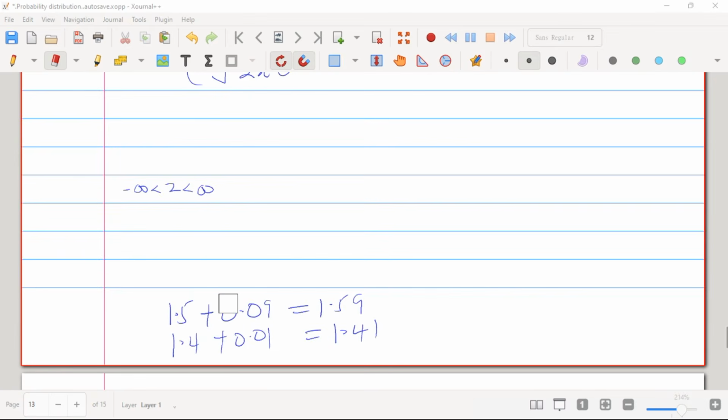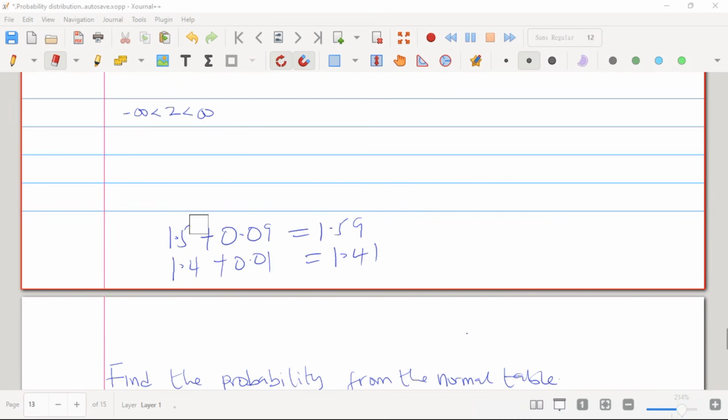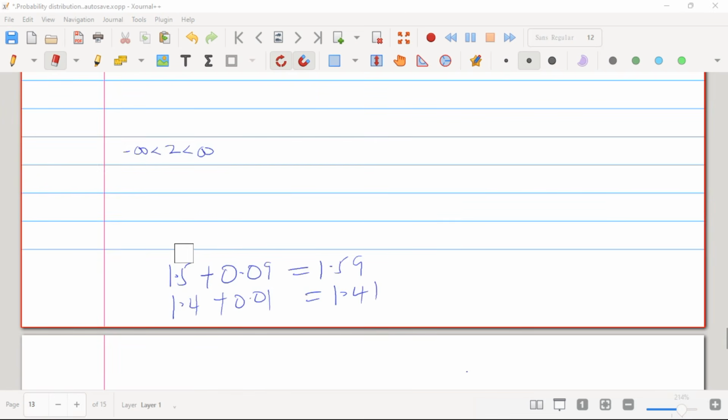Before we continue solving some examples on standard normal distribution, I want us to go through this example. In our basic schools, we learned that 1.5 plus 0.09, when we add these two, we get 1.59. What about when we have 1.4 plus 0.01? Once we add these two, you are going to get 1.41. So this is just telling us something small.